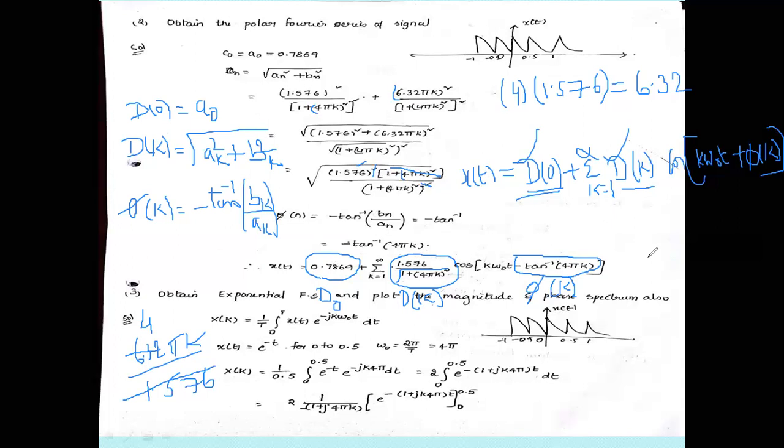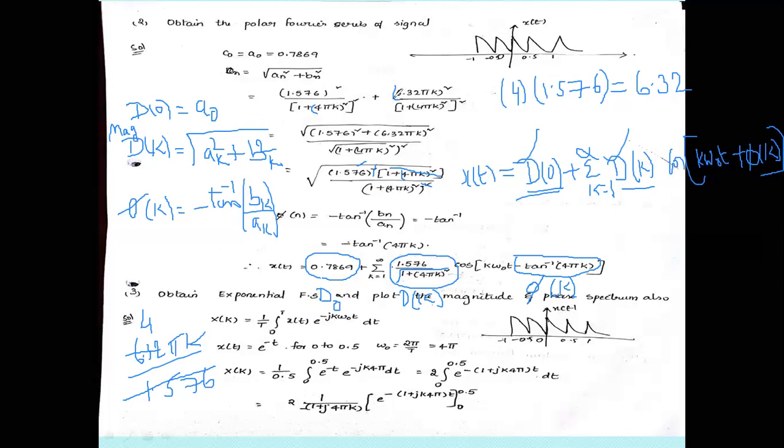Now it converts to the trigonometric Fourier series. What we find there are a of 0, a of k and b of k. Using these equations, a of 0, a of k, b of k, we can find d of 0, similar to a of 0 here. You can find d of k, which is nothing but the magnitude. This is a magnitude, my dear students: square root of a square plus b square.